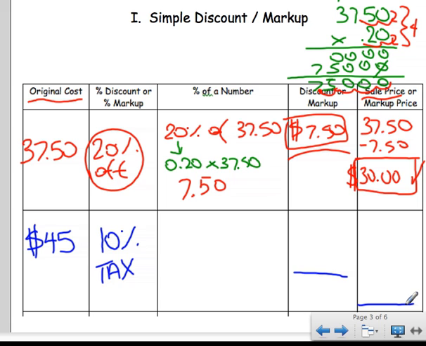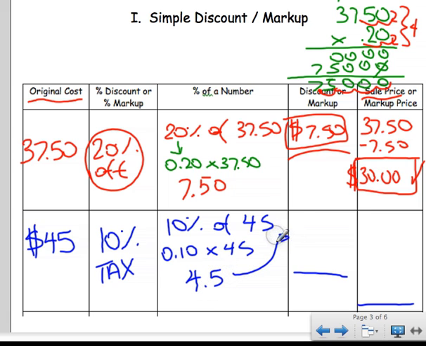Okay, you've tried this, and now it's time to check. The very first thing you want to do is to figure out what's 10% of $45. That means you wanted to find 10 hundredths times 45. If you multiplied carefully, that would have been 4.5. So the tax was $4.50. That's how much that person is paying in tax.